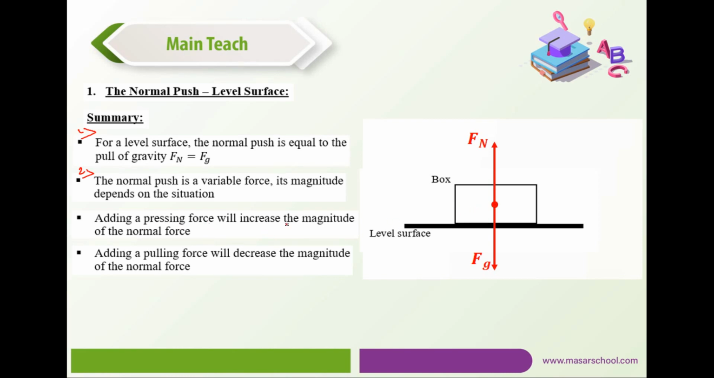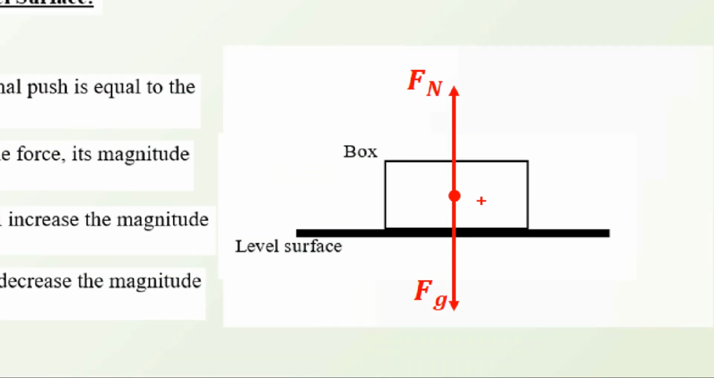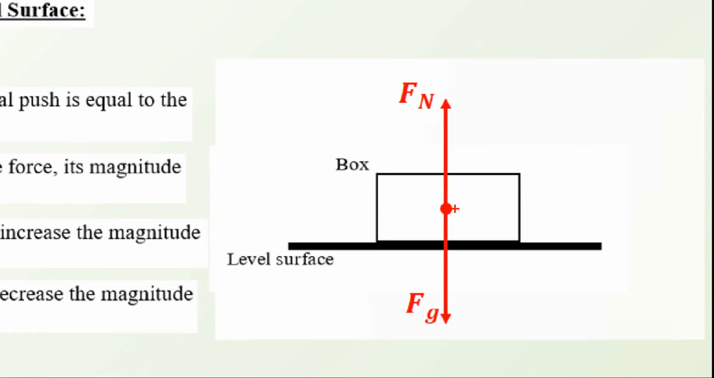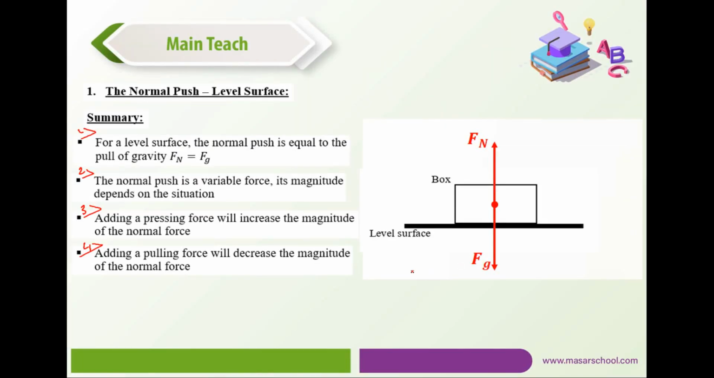Adding a pressing force will increase the magnitude of the normal force, which means that if we add a force which is downward or having a vertical component downward, that would increase the value of the normal push. And adding a pulling force will decrease the magnitude of the normal force, so adding a pulling force completely upward or making an angle theta with the horizontal would decrease the value of the normal push, and you can understand that as if it's helping the normal push in order to equate gravity.